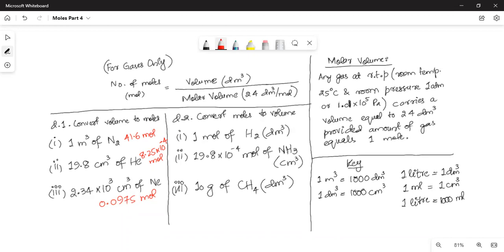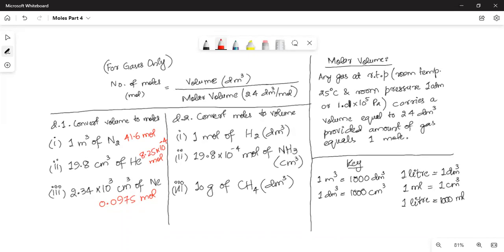Sir, I don't get question two. How are we going to convert mole into decimeter cube? You simply take the denominator on the other side. So whatever number I've given you, you multiply it by 24, your answer comes out in decimeter cube. That's how easy it is.